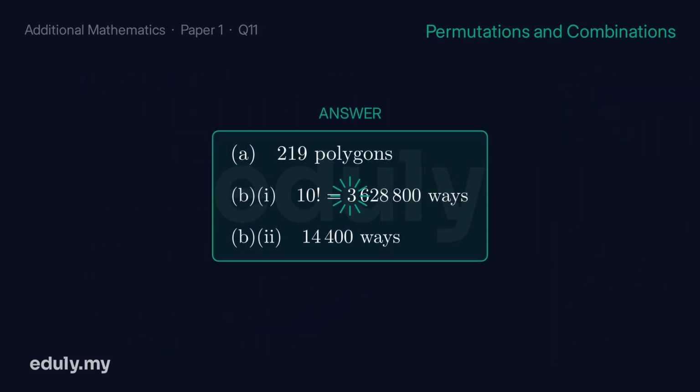Final answers. Part A, 219 polygons. Part B, 10 factorial, which is 3,628,800 ways. Part B, 14,400 ways.